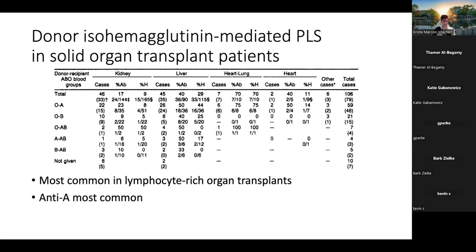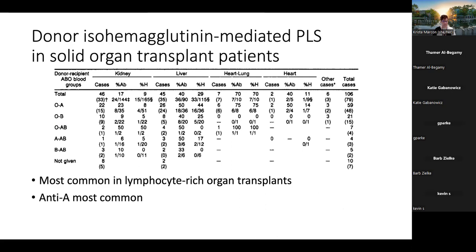So here we can see in 1984, there was a landmark study by Ramsey, and it shows that the isohemagglutinin cause most cases of PLS in liver transplant patients. So the meta-analysis performed in 1991 showed that anti-A and anti-B was responsible for the majority of PLS, and the other solid organ transplant patient as well.